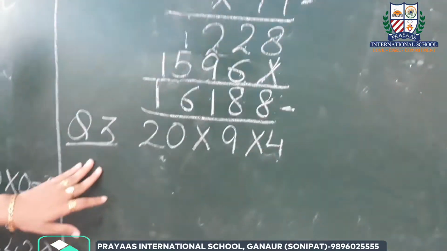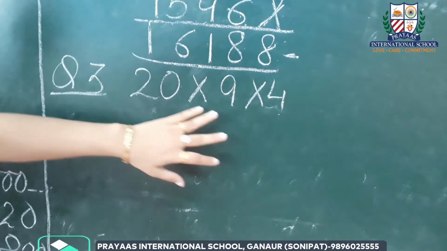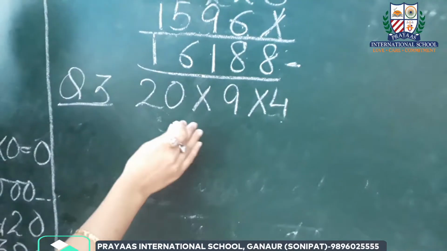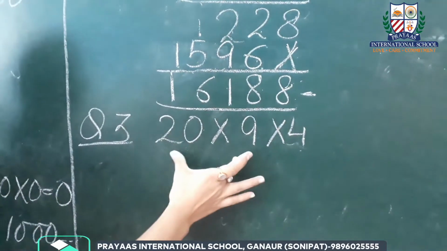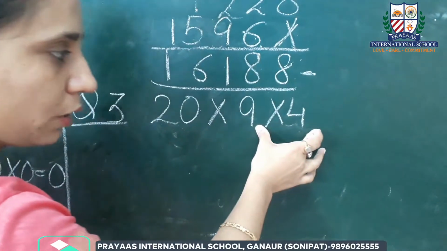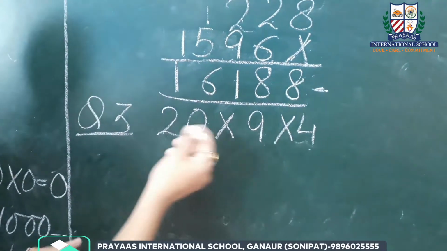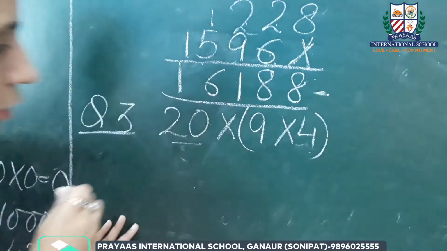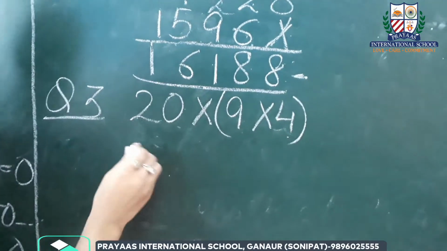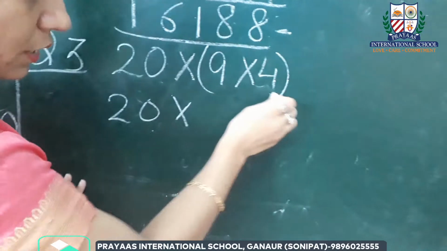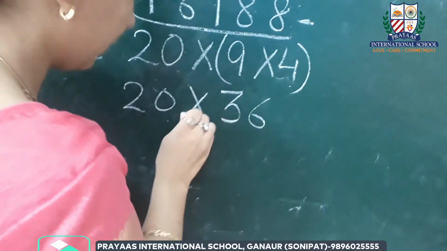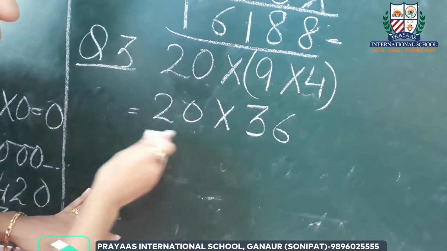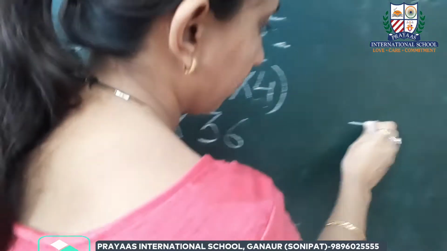Now the next question: 3 numbers are given, 20 multiplied by 9 multiplied by 4. You can arrange them in any order. You can multiply these two first, or these two, or these two. Suppose we multiply the ones with 0, since it is easy, so we will do this first of all. You might easily know it: 9 4s are 36. Now 36 into 2. If you know the answer, you can do it. Otherwise, you can multiply it also.